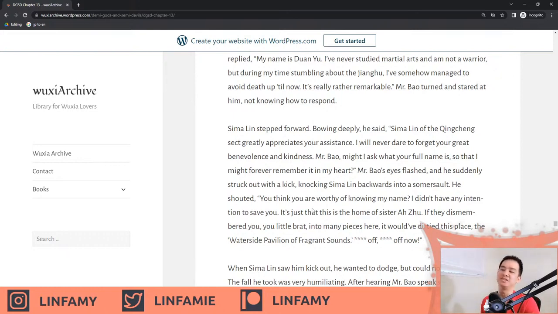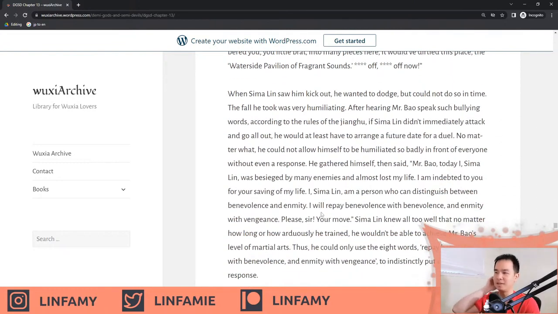I didn't have any intention to save you. It's just that this is the home of Sister Aju. If they dismembered you, you little brat, into many pieces here, it would have dirtied this place, the waterside pavilion of fragrant sounds. Fuck off! Fuck off now!